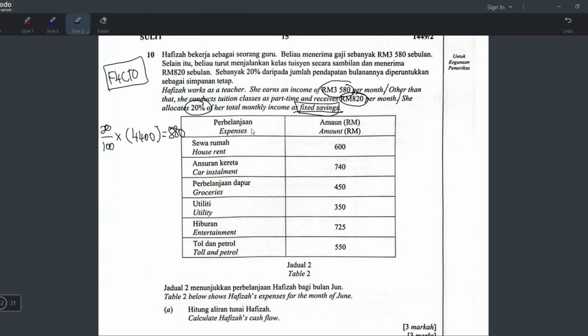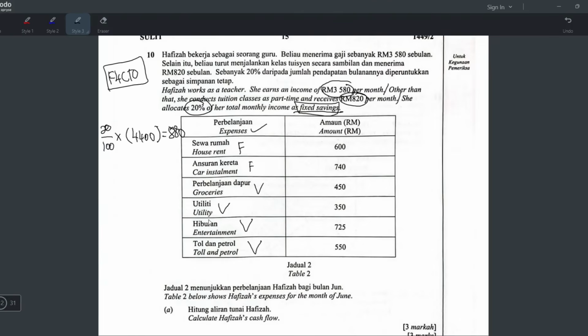Okay, and then they give you a table here and they already write its expenses. So all these are expenses. Okay, expenses have two types. Just like income has two types, expenses also have two types. Income, you have active income and passive income. Expenses, you also have two types, fixed expenses and variable expenses. Belanjaan tetap and belanjaan tak tetap. So house rent is fixed. Car installment, fixed. Groceries, variable. Utility, variable. Entertainment, variable. Toll and petrol, variable also. Okay. Yeah, because all these are non-fixed.